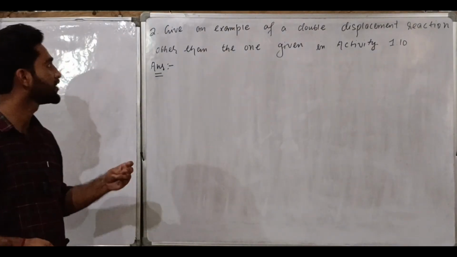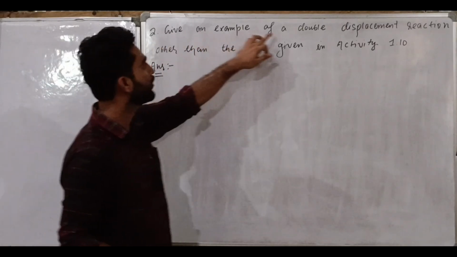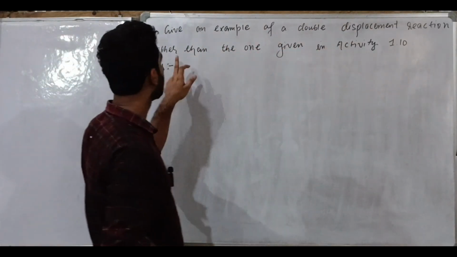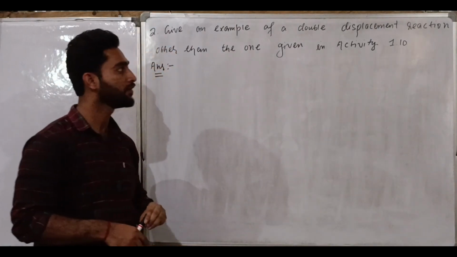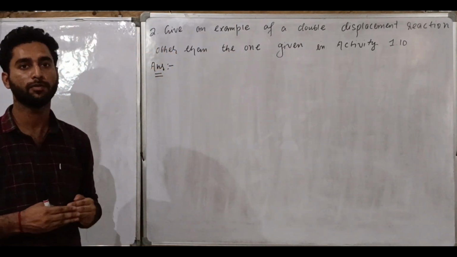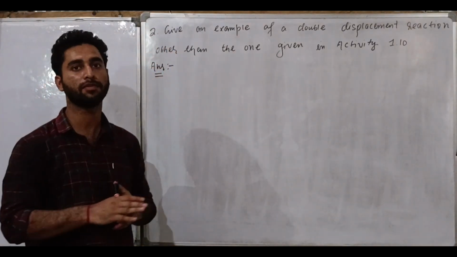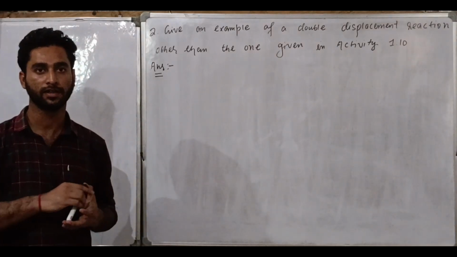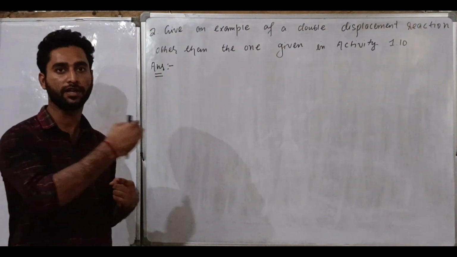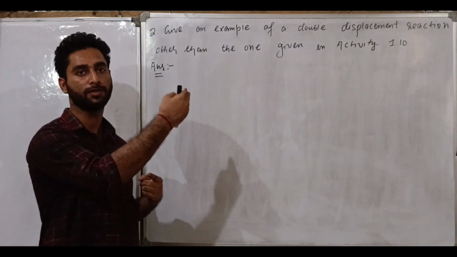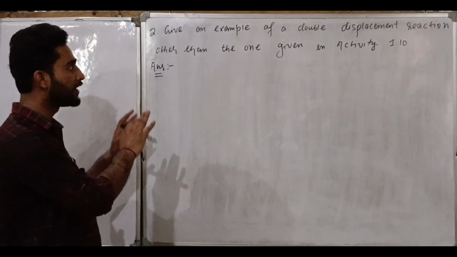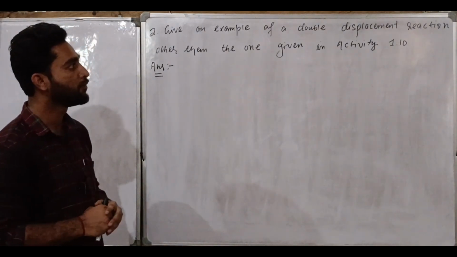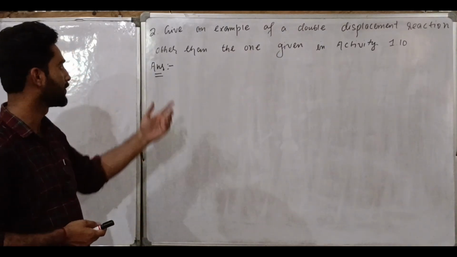Okay, now let's see the next question. Give an example of a double displacement reaction other than the one which is given in activity 1.10. So in activity 1.10, one of the examples of the double displacement reaction given is sodium sulfate reacting with barium chloride, they will form the barium sulfate precipitate and along with this sodium chloride. So other than that one, we have to write one more example of the double displacement reaction.